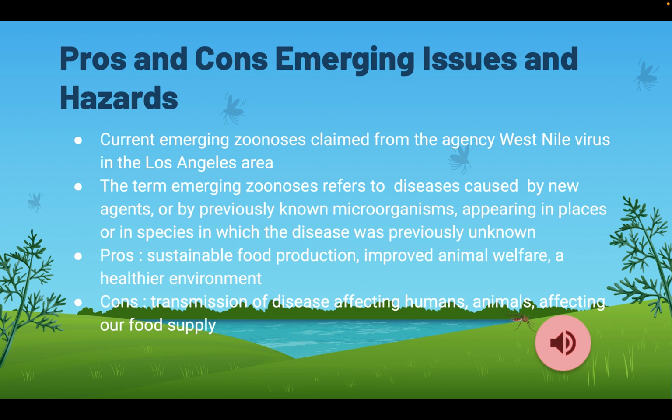So, with that being said, some of the pros and cons of zoonosis is the transmission of disease, in which they will affect humans, and another is animals, which will then affect our food supply. The pros is that there would be more sustainable food production, improved animal welfare, and a healthier environment.